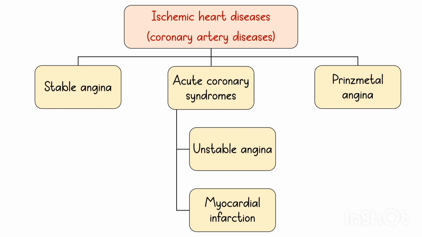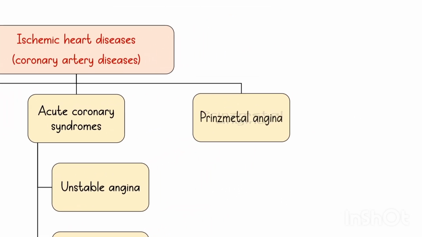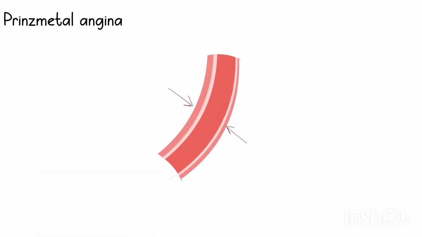Lastly, we have transmural angina. And in this case, as you have noticed, there is no atherosclerotic plaque. However, all that happens is a sudden vasospasm or vasoconstriction of the vessel. It's usually associated with cigarette smoking, and it's not affected by exertion, so pain can happen at rest.